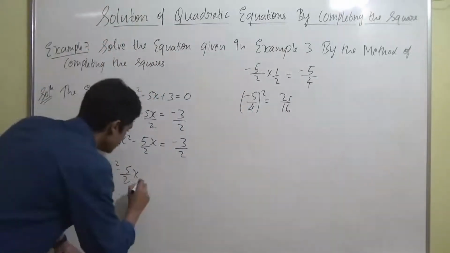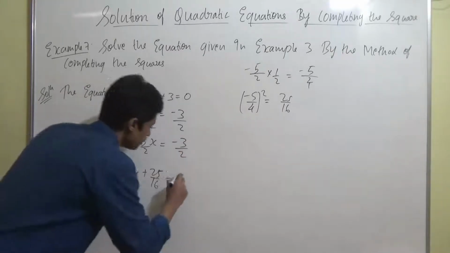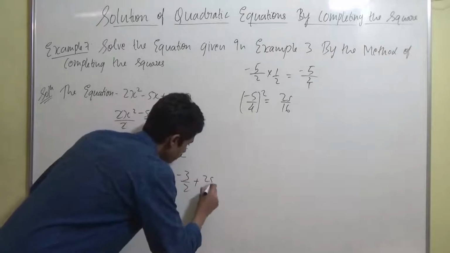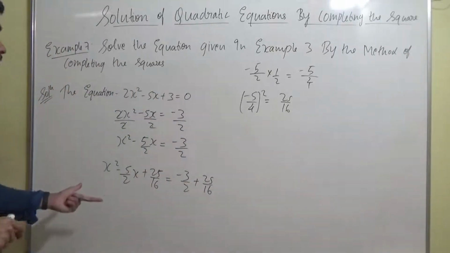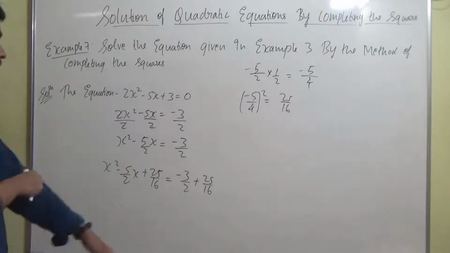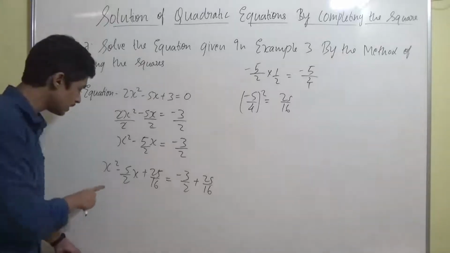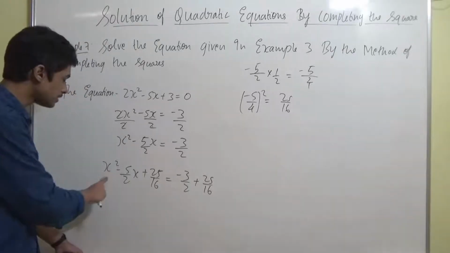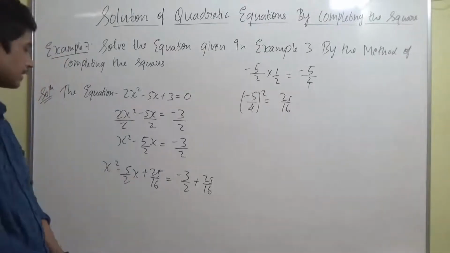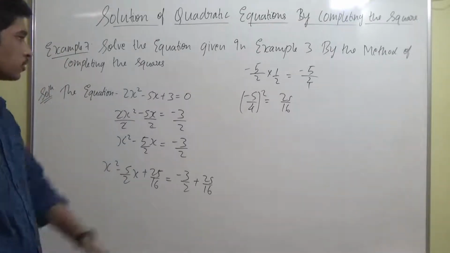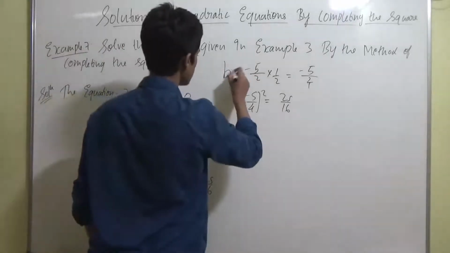If you add it both the side, here it becomes plus 25 by 16 and here it becomes minus 3 by 2 plus 25 by 16. Getting it, guys, what I'm doing? Now if you see this, you will get to know that it is like a minus b the whole square. This is a square, this is b square, this is 2ab. Getting it, guys? Because b is equal to minus 5 by 4. What we found here was actually b.